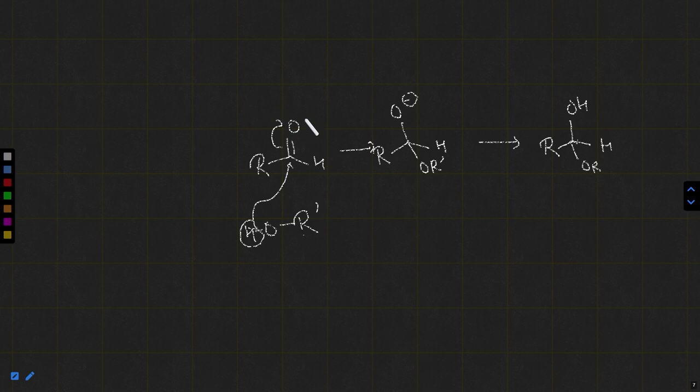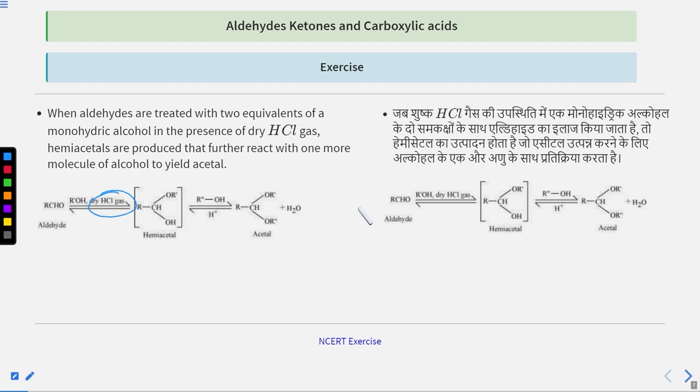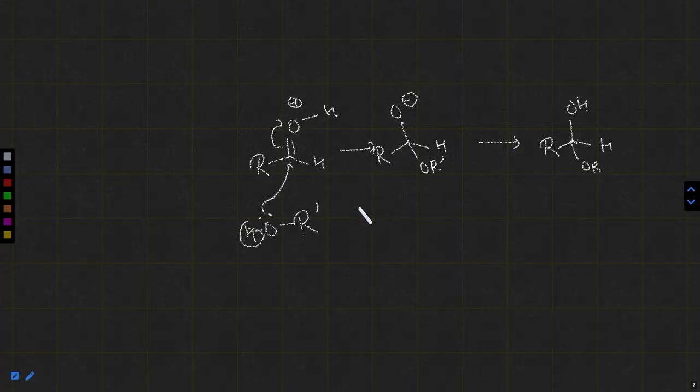Why is this HCl used here? It is for making the attack of the ROH group easier, right? Here the lone pair will attack. Clear? Now next we will introduce H plus and ROH again. This H plus will protonate this OH group. So this will be protonated, and OH2 plus will be formed.